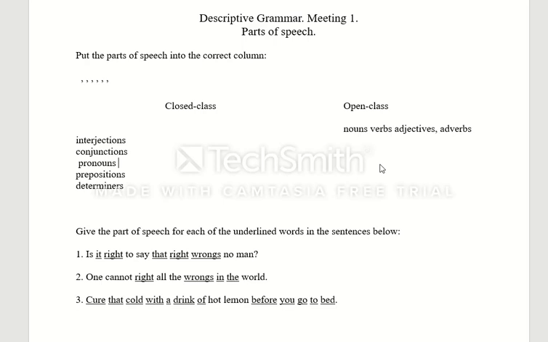And then we've got to bed. So bed, of course, is a noun. And this noun is linked to the rest of the sentence by the preposition to. So to go through the whole sentence: cure, a verb; that, a determiner; cold, a noun; with, a preposition; a, a determiner; drink, a noun; of, preposition; before, conjunction; you, pronoun; go is a verb, to is a preposition, and bed is a noun.